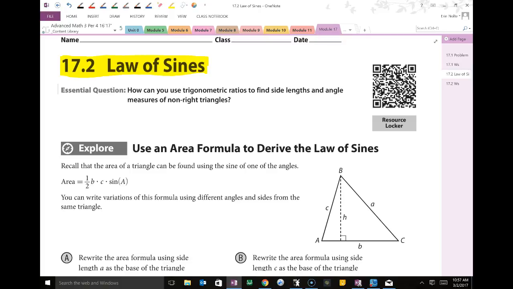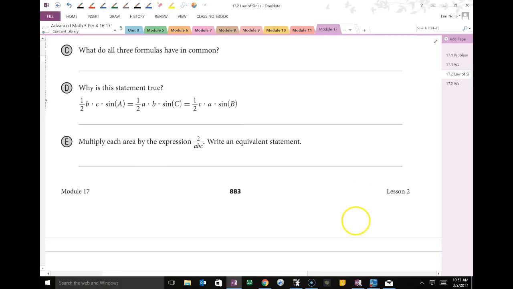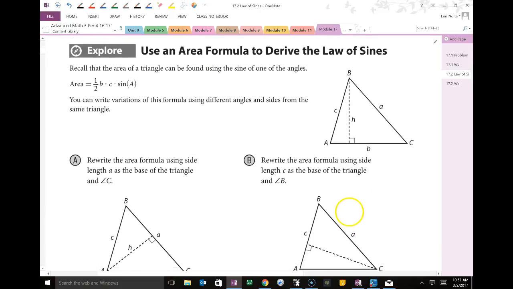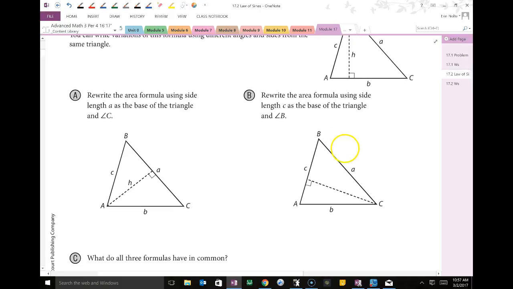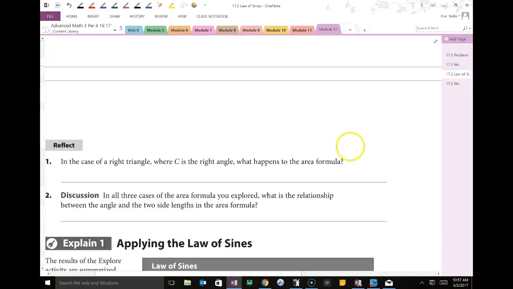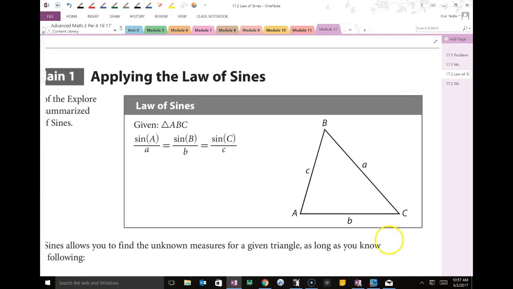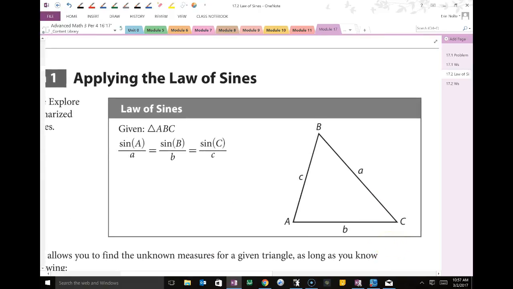The first part of this kind of takes you through using the area formula to find the law of sines. We might go back and look at that later, but for right now, I'm just going to give you the law of sines. The piece that you need to write down in your notes is definitely the law of sines. If you want to draw a pretty picture of an oblique triangle, you can, although it's probably not necessary.